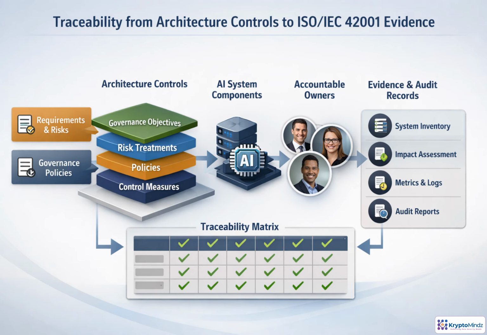For ISO IEC 42001, architecture decisions need a clear chain of accountability. Start with requirements, risks, and governance policies. Translate them into objectives, risk treatments, policies, and concrete control measures. Then link each control to the AI components it affects, the owners responsible for it, and the records that prove it is working. The traceability matrix is the practical tool here. It shows whether controls are implemented, monitored, reviewed, and auditable. This makes governance explainable, not only for model outputs, but also for the decisions behind system design and operation.